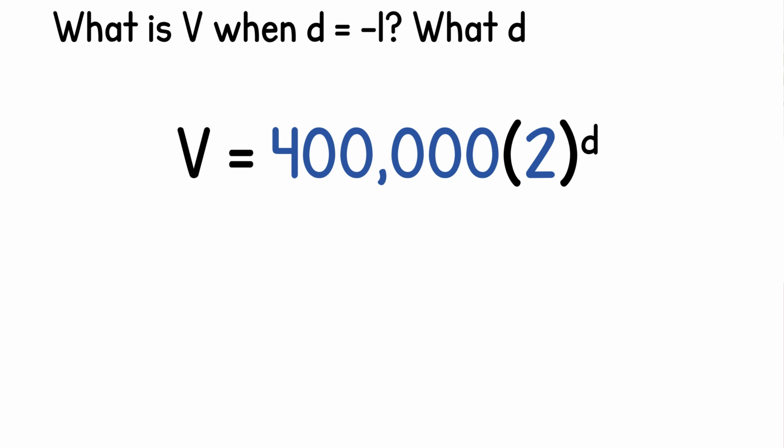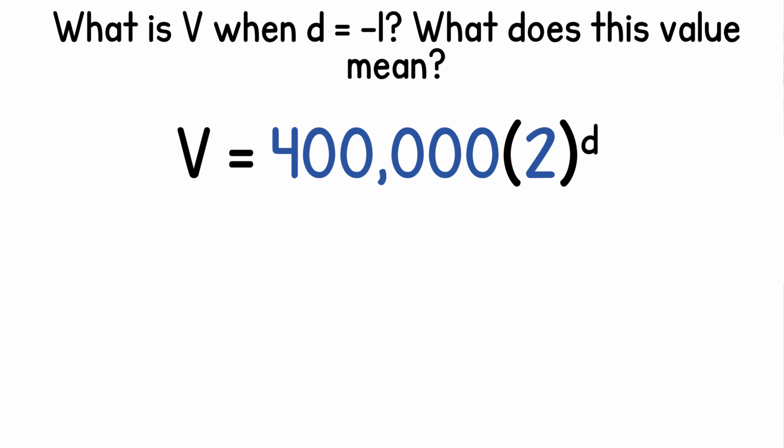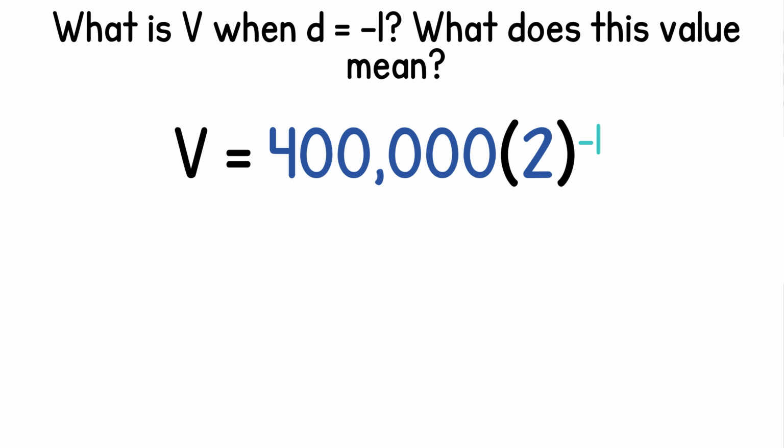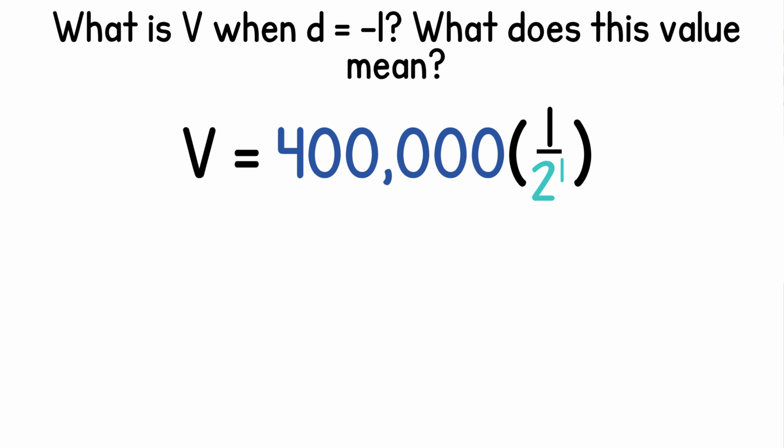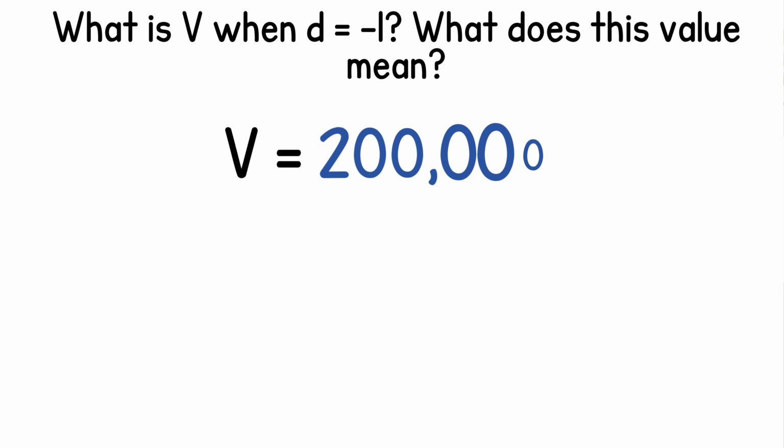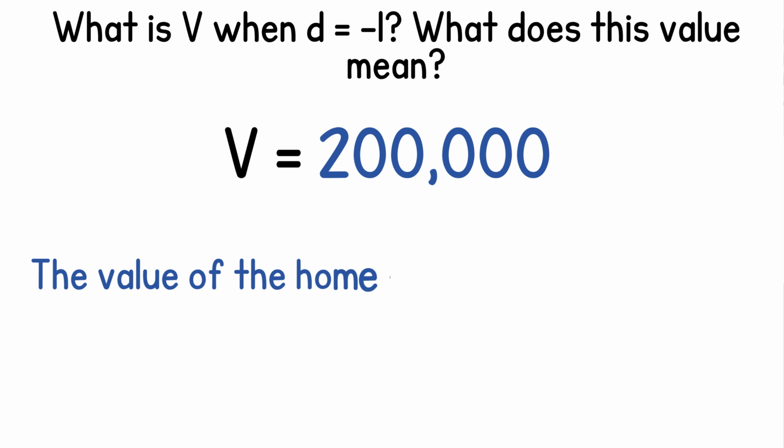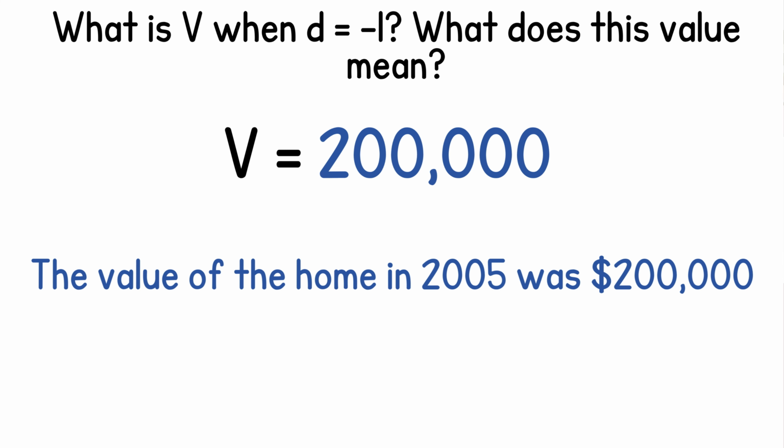What is v when d equals negative 1, and what does this value mean? So we'll take our function and we'll replace d with negative 1. This gives us a reciprocal of 1 over 2 to the positive 1 power, which is the same as 1/2. So multiplying 1/2 times 400,000 gives us a value of 200,000. So this tells us that the value of the home in 2005 was $200,000.